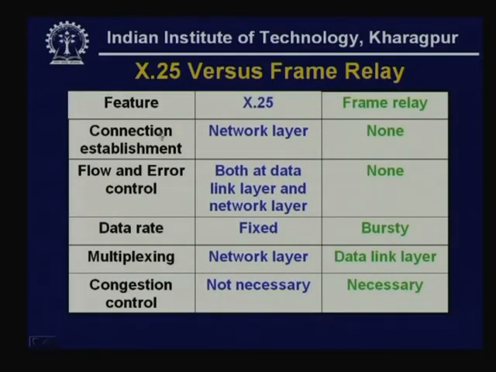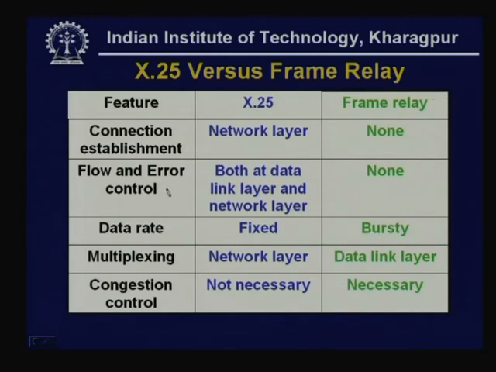So, we shall compare these features. First one is connection establishment. As we know, in X.25 connection establishment is done by the network layer. On the other hand, it is not done by frame relay. It is done by upper layers.